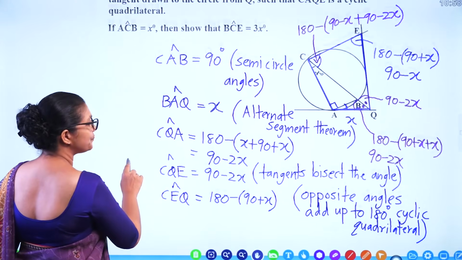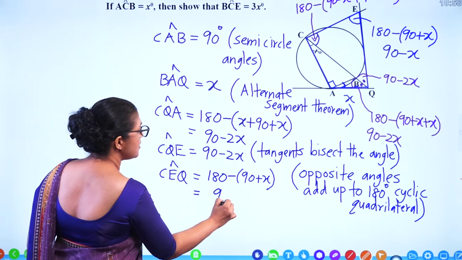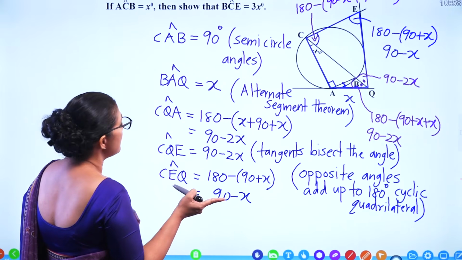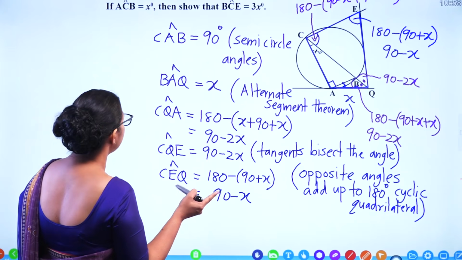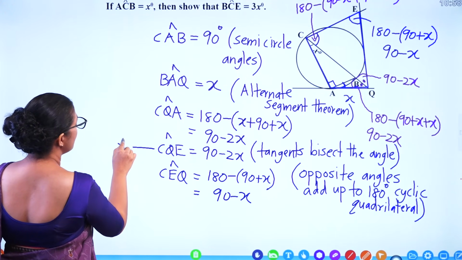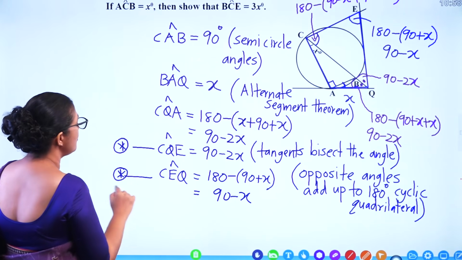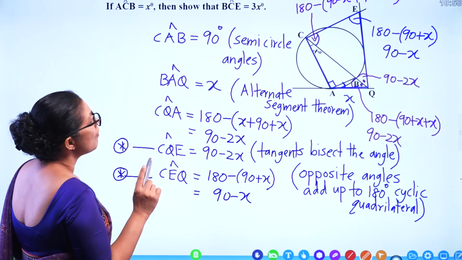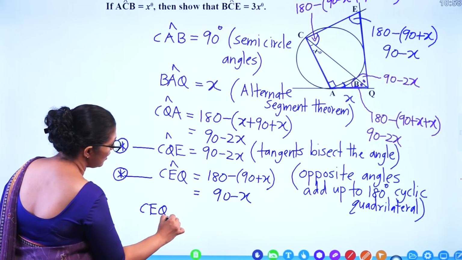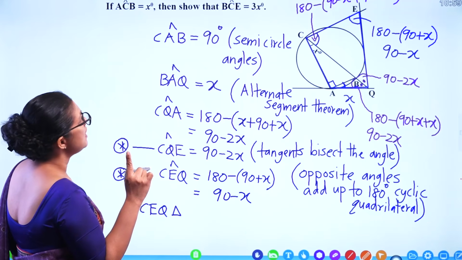So what's the value? Here you get 90 minus x. Now we have 90 minus x and 90 minus 2x. We have this one, this one. You can use for CEQ triangle. CEQ triangle, the angle we need, BCE.